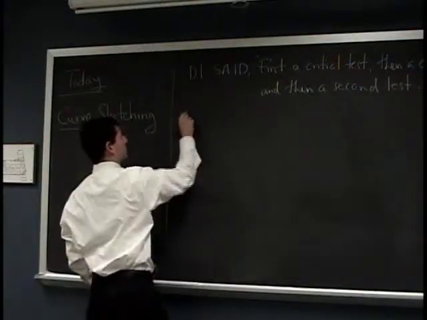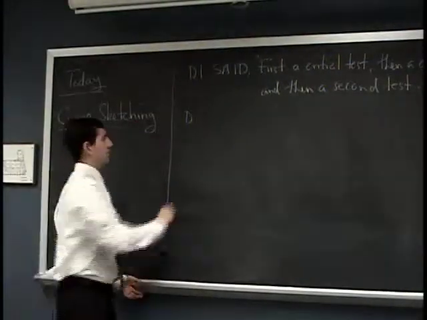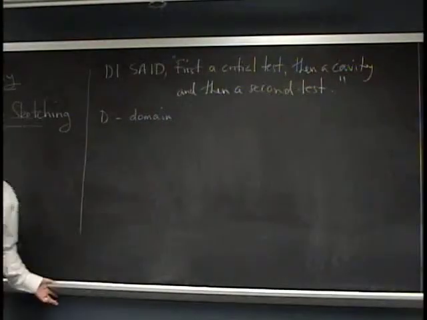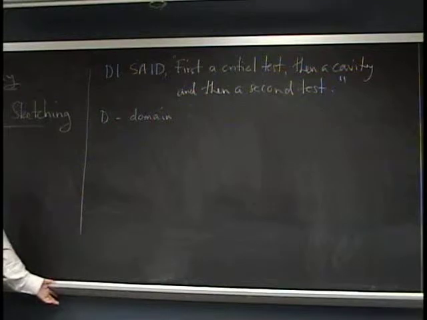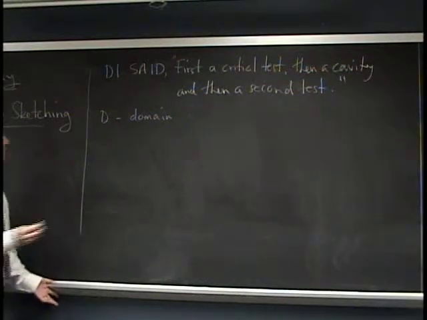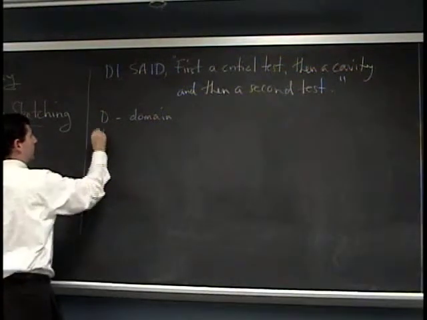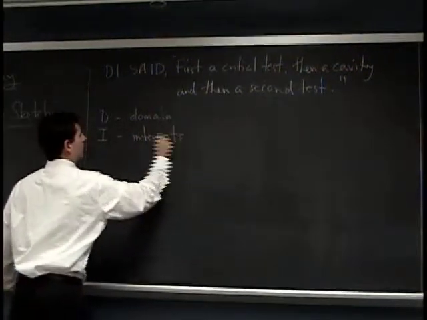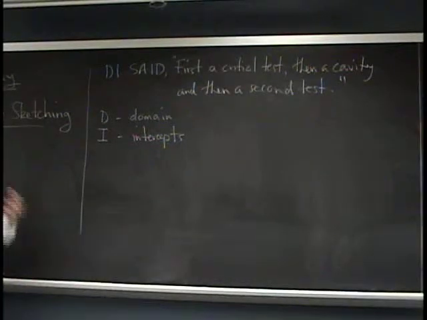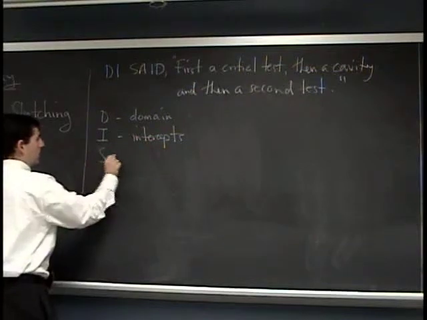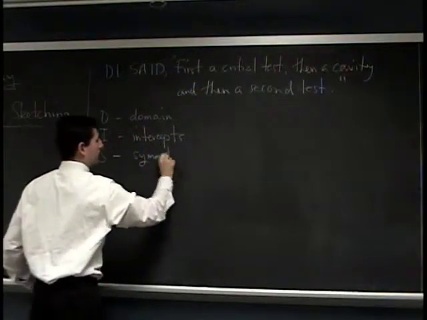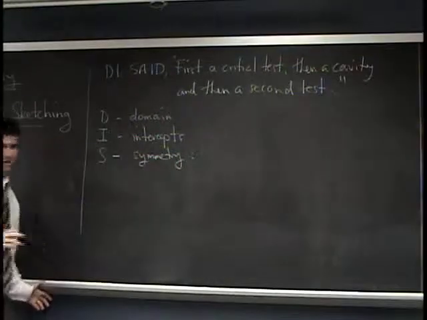Okay, so first is D. And D stands for domain. We're going to find the domain of a function. I, intercepts. We're going to look for the x and y intercepts of a function. S, coming from said, stands for symmetry. So what do I mean by symmetry?